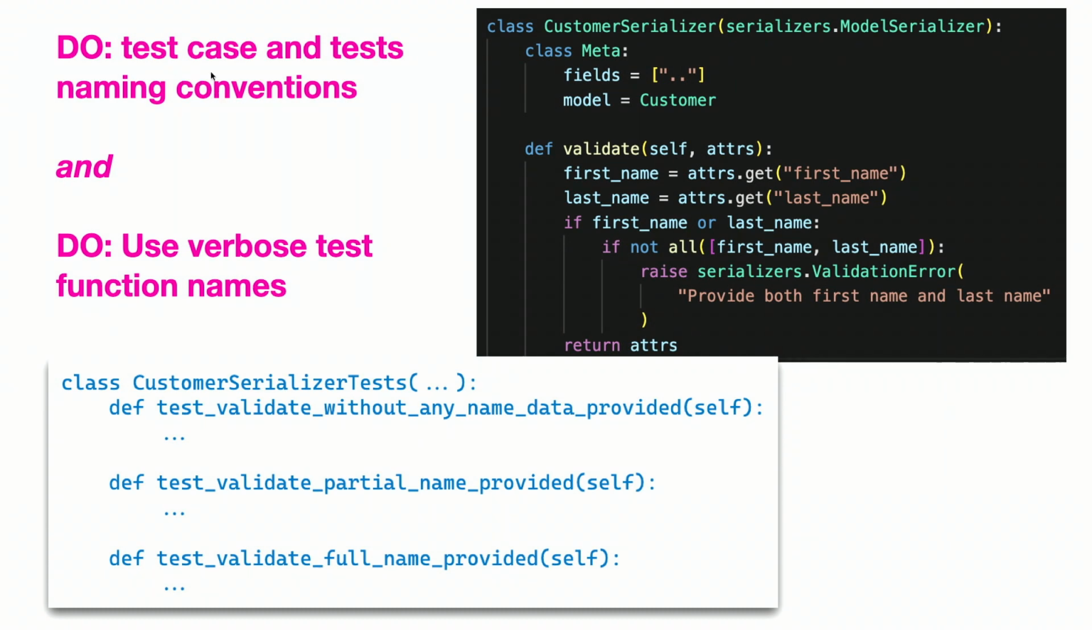The more information you provide, the faster it is to read the test later on. Also, do use test case and test naming conventions. So customer serializer results in customer serializer tests, and validate results in test underscore validate, and then the state or behavior description that you're testing. There is no best way to do this. Just agree on one and follow through with that.